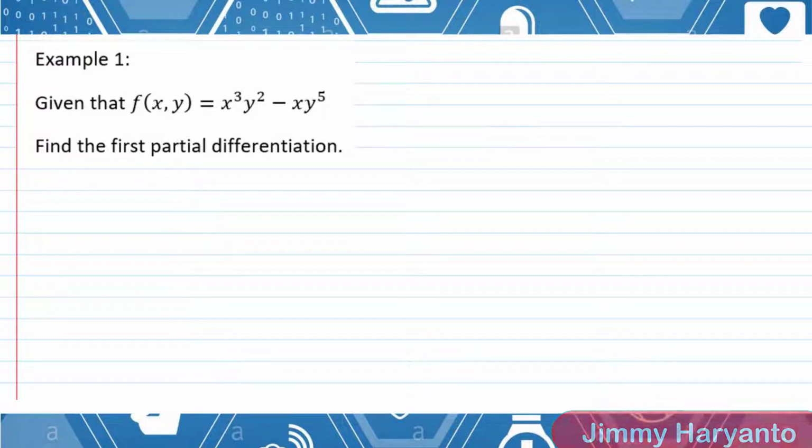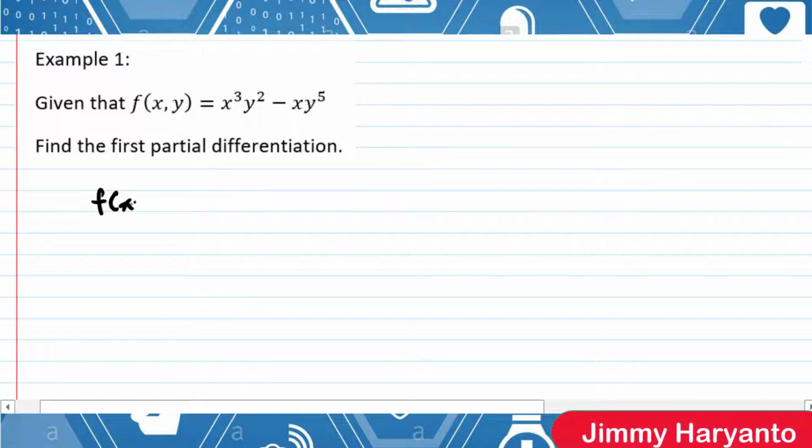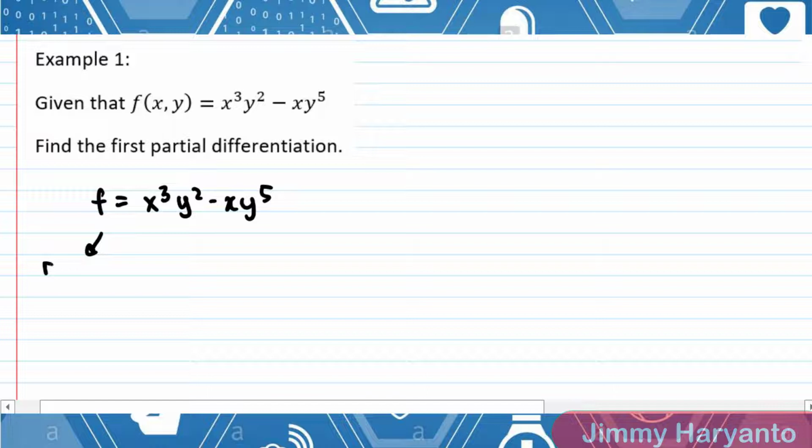So we have to separate this function into two parts. First is f(x,y). Let's say f, ya. f equals x cubed y square minus x y^5. Okay, so first we will differentiate with respect to x, ya. Respect to x. That means we have to differentiate df over dx.